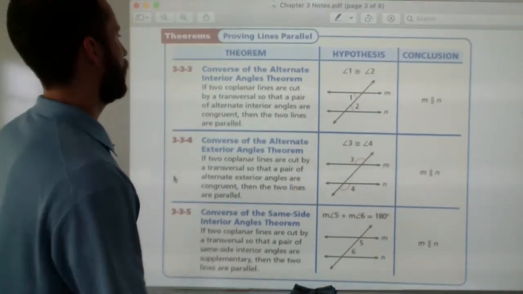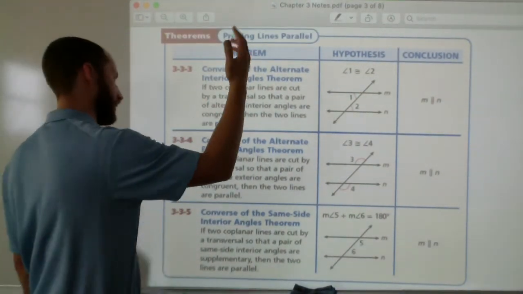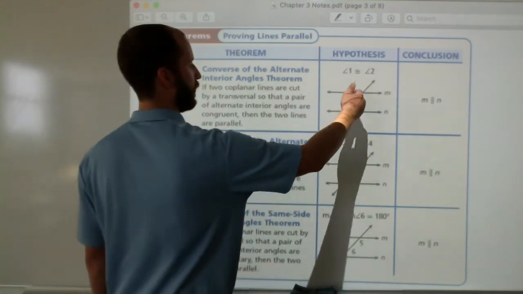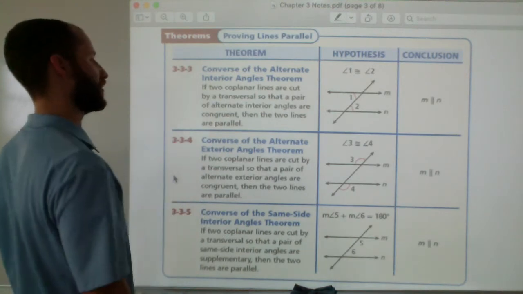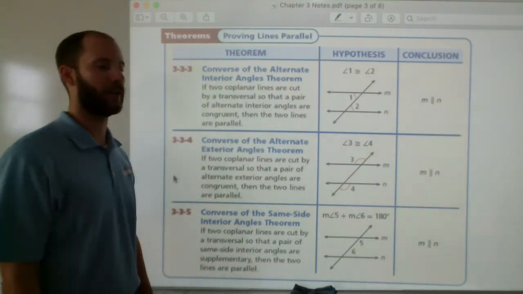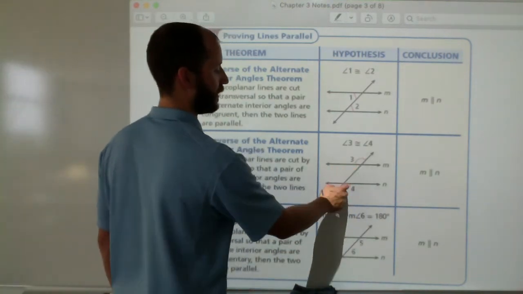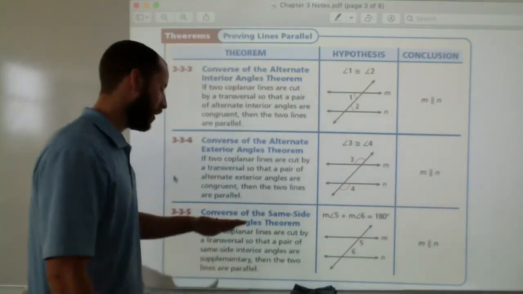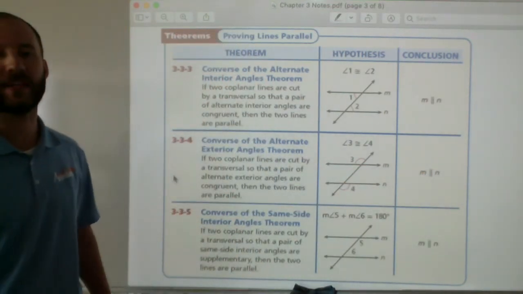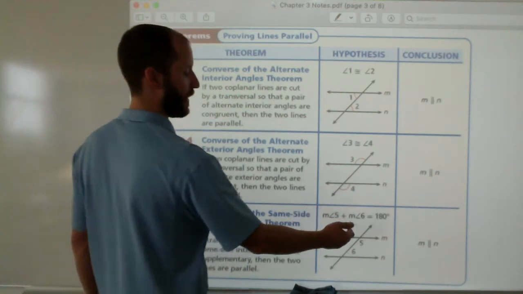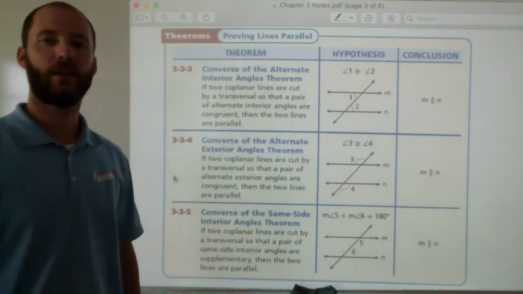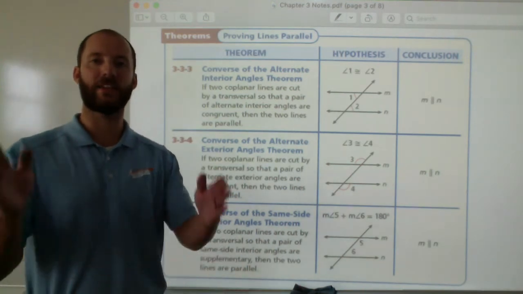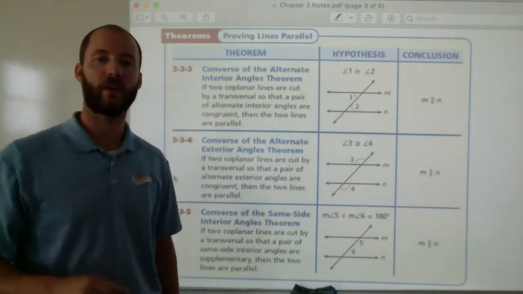Okay? We have the converse of the alternate interior angles theorem. You have a pair of alternate interior angles congruent, boom, lines are parallel. We have the converse of the alternate exterior angles theorem. You have a pair of alternate exterior angles that are congruent, boom, the lines are parallel. We have the converse of the same side interior angles theorem. You have a pair of same side interiors that are supplementary, boom, your lines are parallel. Okay? So it's all the same ideas, we're just flipping the order around.